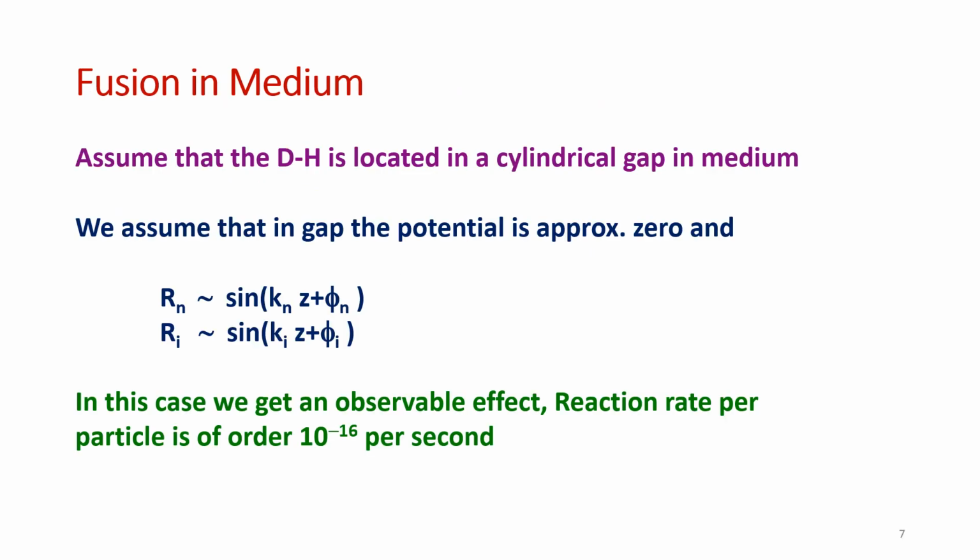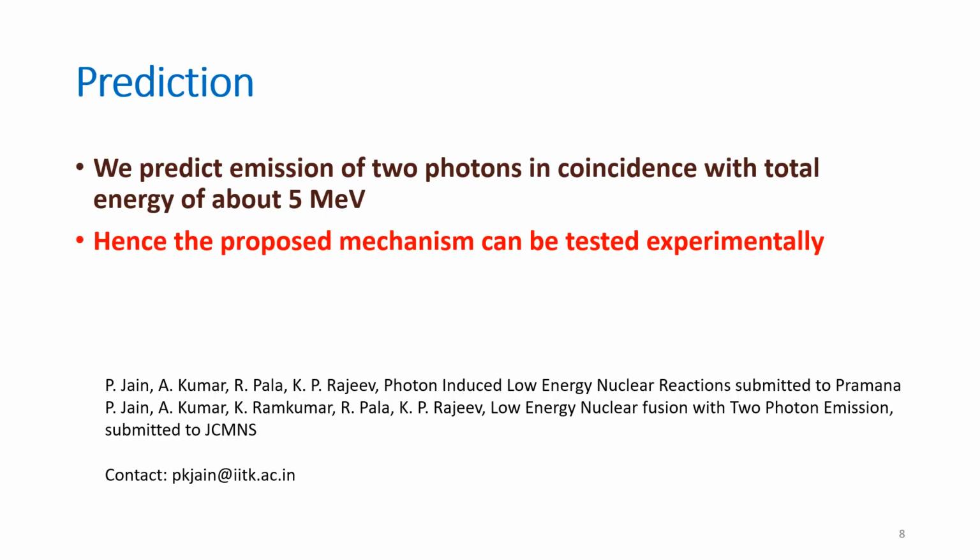In medium, however, if we imagine that the dH is located in the cylindrical gap in which the potential is approximately 0, the wave functions can be approximately free space wave functions. We do get observable effect with reaction rate of the order of 10 to the power minus 16 per second. We predict emission of 2 photons in coincidence with total energy of the order of 5 MeV. Hence, the proposed mechanism can be tested experimentally. Thank you.